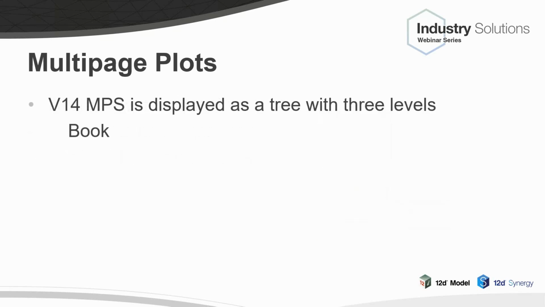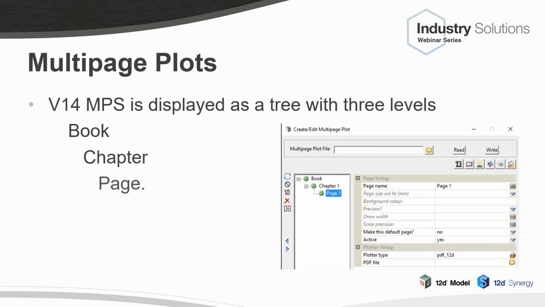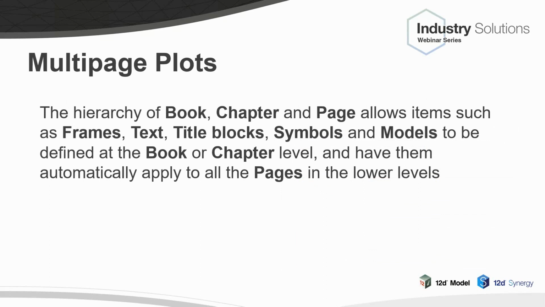So basically, it displays itself as a 3-level tree. You've got the book level, a chapter level, and then a page. Now, you wonder why on earth we've done this. At the beginning, it might not be obvious, but basically, the whole idea is this is a hierarchy. And we allow you to place things like frames, like a plan frame or a perspective frame, or text or title blocks or symbols and models. You can define them at the book level, and then they can apply to everything right through the book. You only have to put it in one place. You can put it at chapter level, so it'll only apply to that chapter, or you can put it down at the page level.